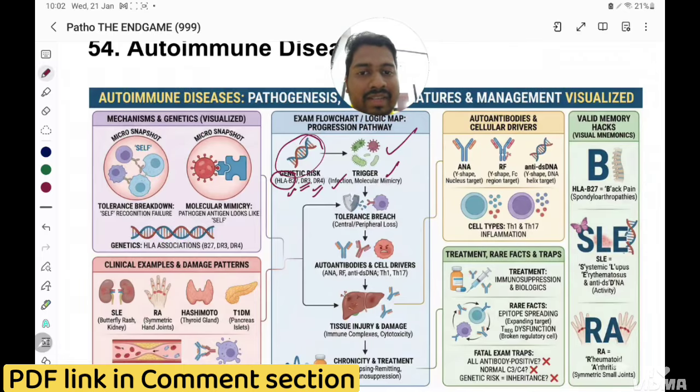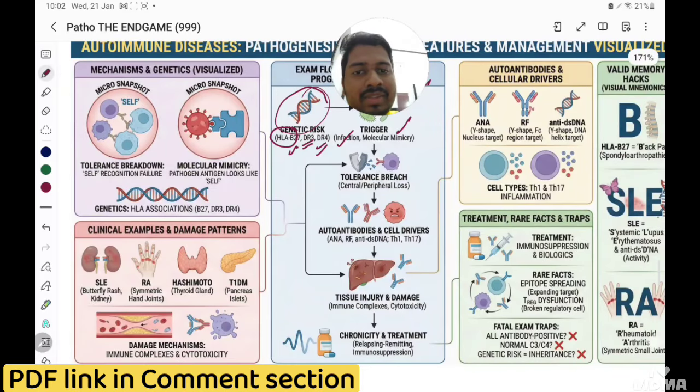Something will be there, some trigger, which leads to something known as tolerance breakdown or tolerance breach. Now what is this tolerance? See, our body has the ability, our T cells have the ability to identify which are foreign cells and which are our own body cells. This is known as tolerance. And once this tolerance is broken down, we call it tolerance breakdown or tolerance breach. So there is failure to recognize the cells which are our own cells.